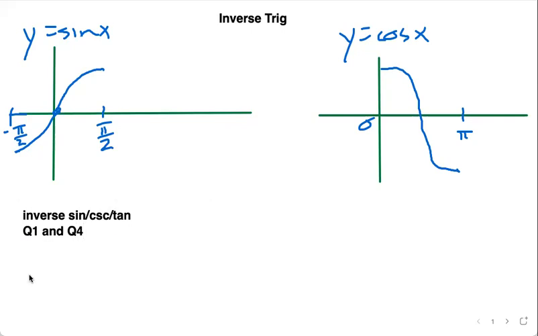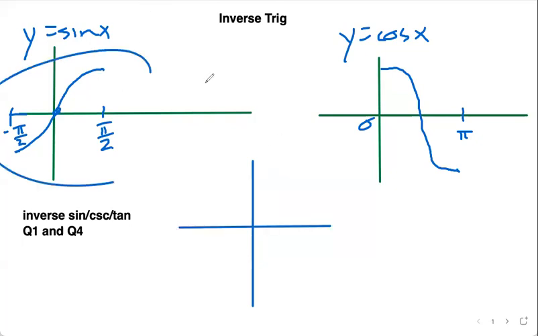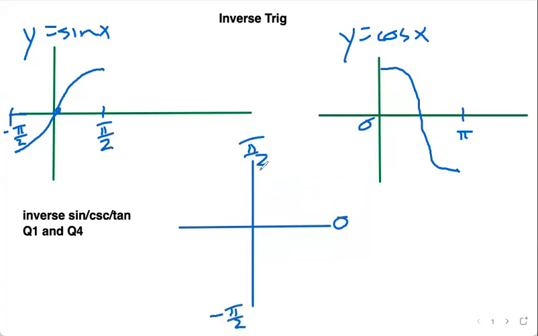Now, why am I saying 1 and 4? Because 0 to pi over 2 is in quadrant 1, and 0 to negative pi over 2 is in quadrant 4 along the unit circle. So do be careful. It's not the same over here. On the unit circle, 0 to pi over 2 and 0 to negative pi over 2 is where inverse sine, inverse cosecant, and inverse tangent will exist.